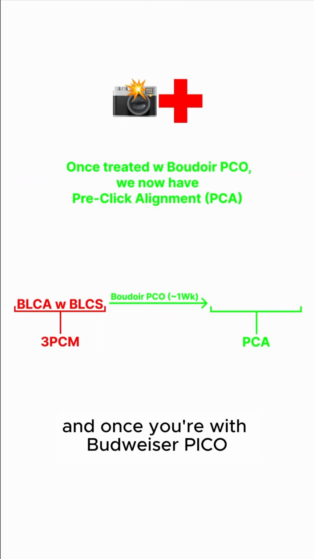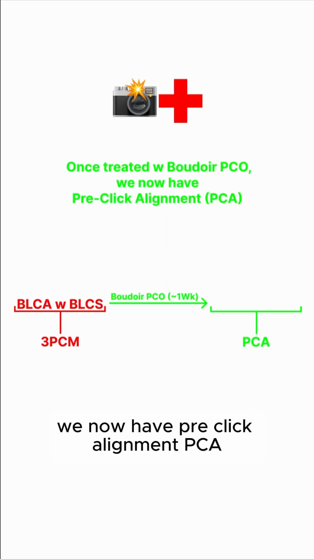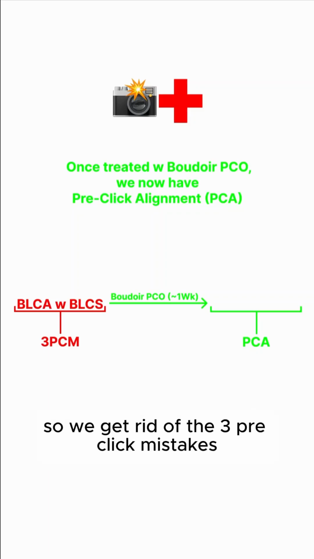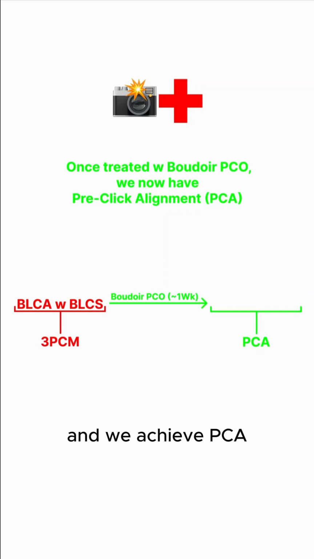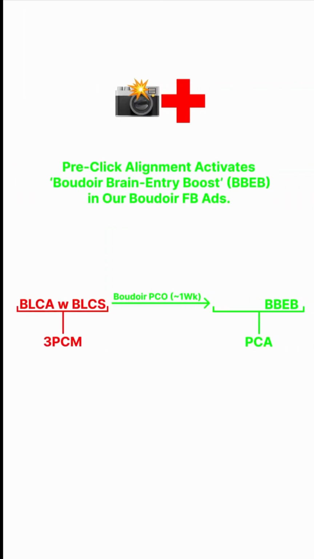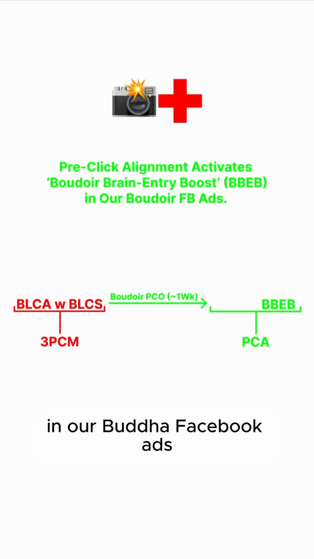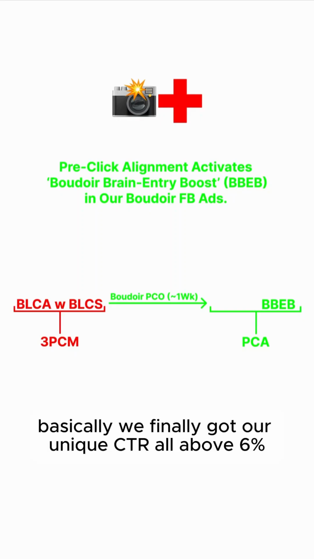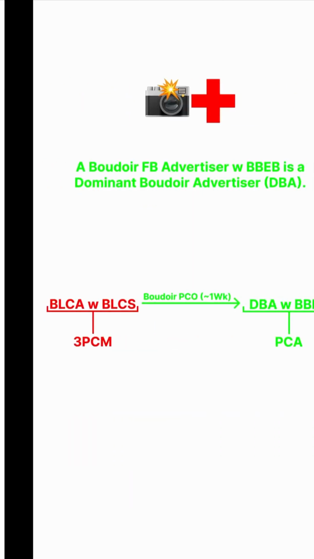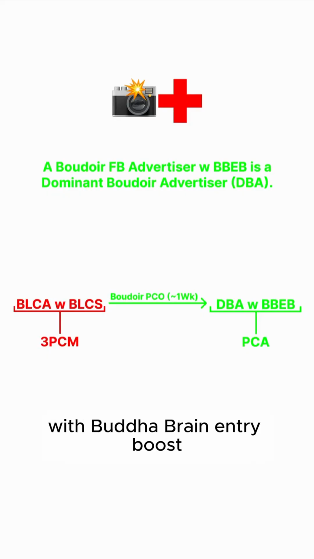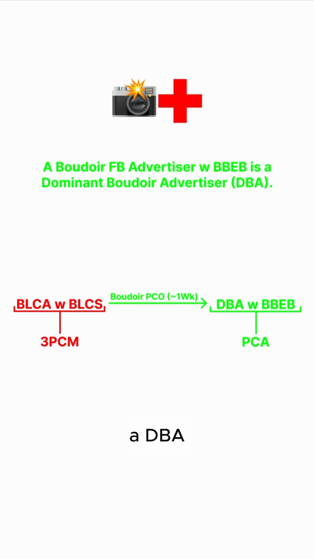And once treated with Boudoir Pico, we now have pre-click alignment, PCA. So we get rid of the 3 pre-click mistakes, and we achieve PCA. And pre-click alignment activates Boudoir brain entry boost in our Boudoir Facebook ads. Basically, we finally got our unique CTR above 6%. And a Boudoir Facebook advertiser with Boudoir brain entry boost is a dominant Boudoir advertiser, a DBA.